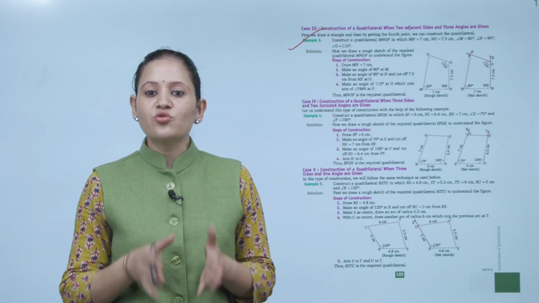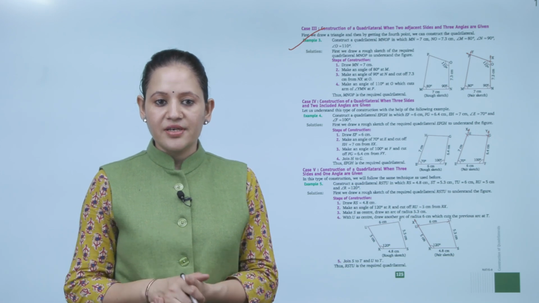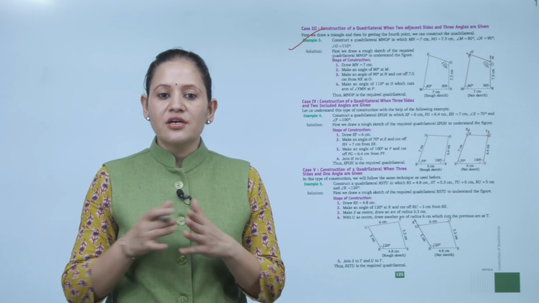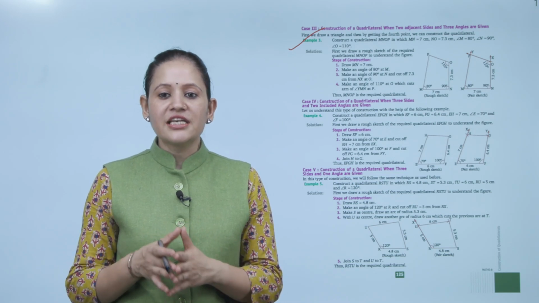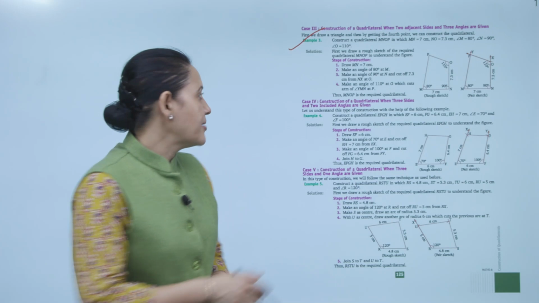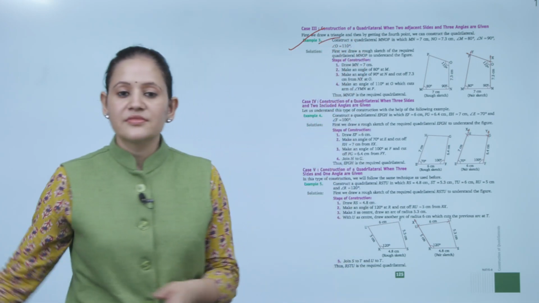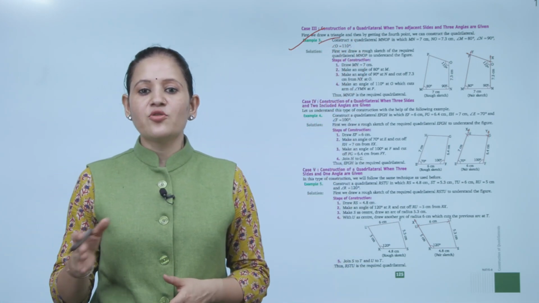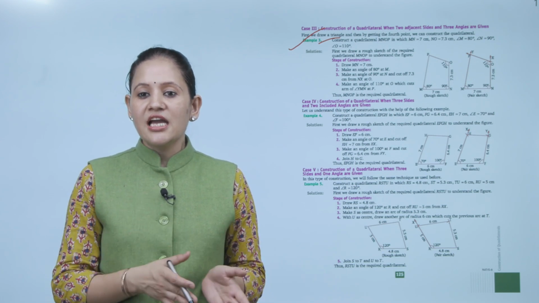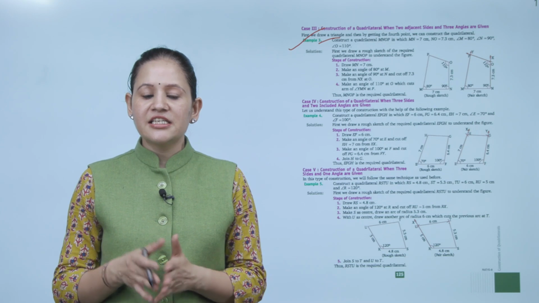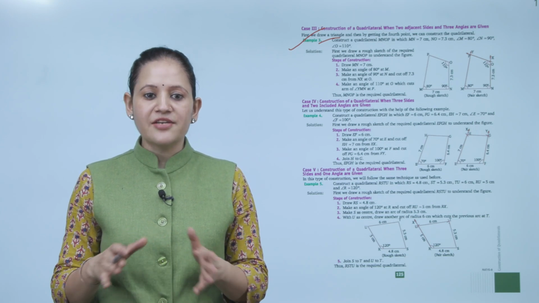Next, case 3. Construction of the quadrilateral when 2 adjacent sides and 3 angles are given. So, first we draw the triangle and then getting the fourth point, we can construct the quadrilateral. So we'll take an example here. Construct a quadrilateral MNOP in which MN 7 cm, NO 7.3 cm, angle M 80 degrees, N 90 degrees and O 110 degrees are given.